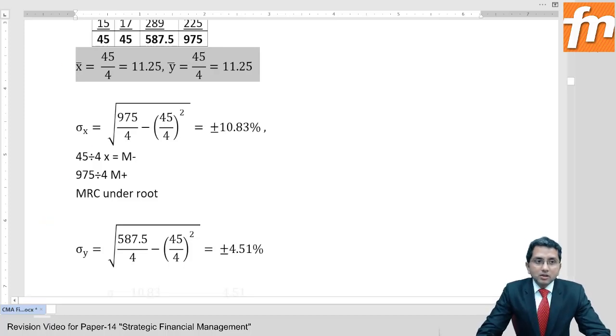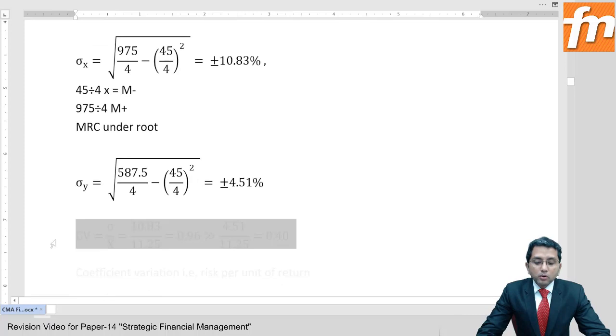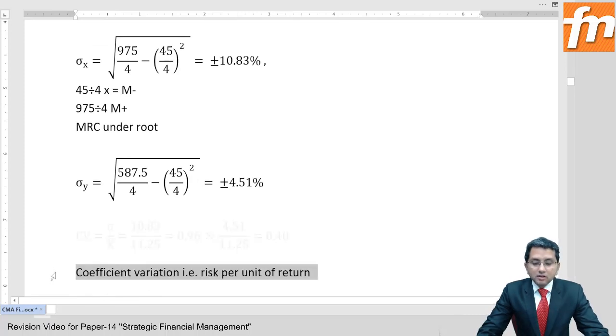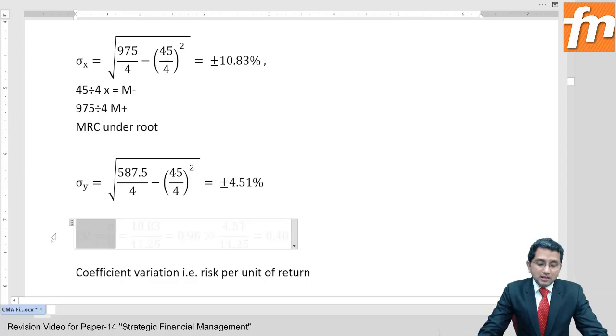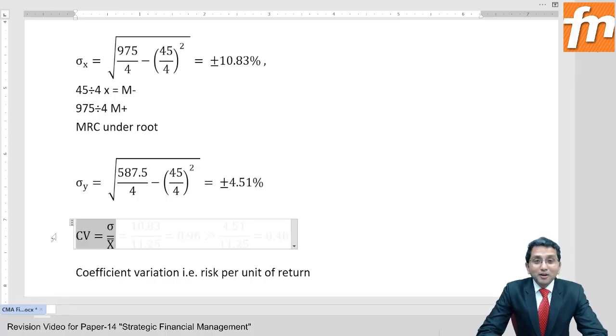In that case, you can calculate risk per unit of return, that is the coefficient of variation. I repeat, if returns are same, choose the security with lower risk. If risk is same, choose the security with higher return. If both return and risk are different, then use the coefficient of variation, named as CV. This is risk per unit of return. And the formula for CV looks like this. It is sigma upon x bar, standard deviation upon mean.